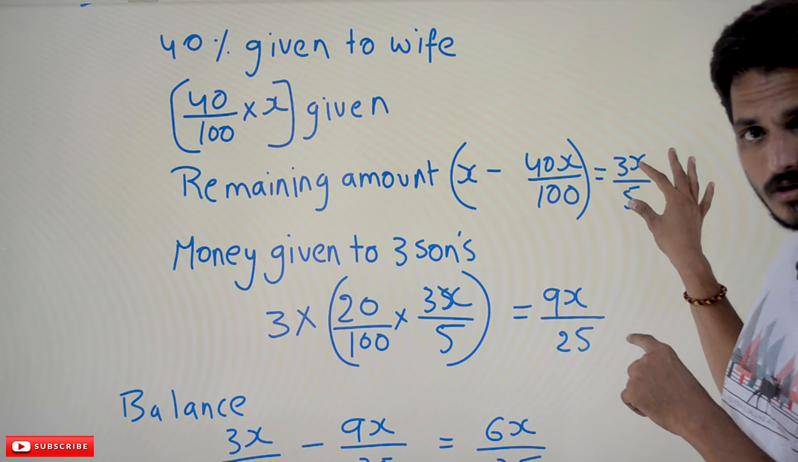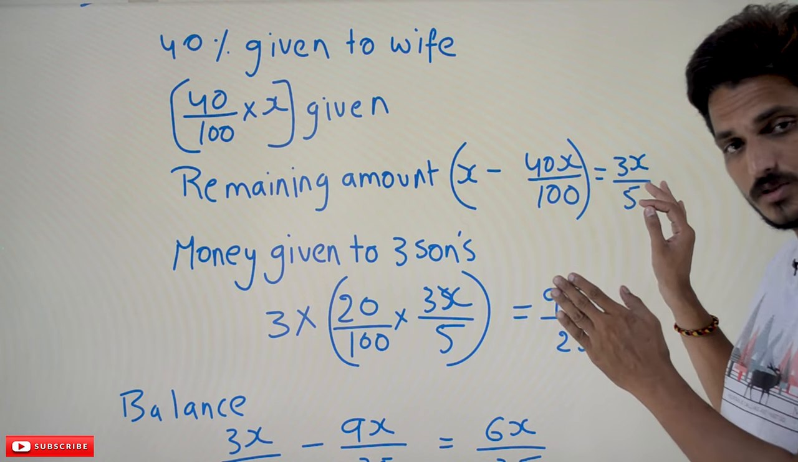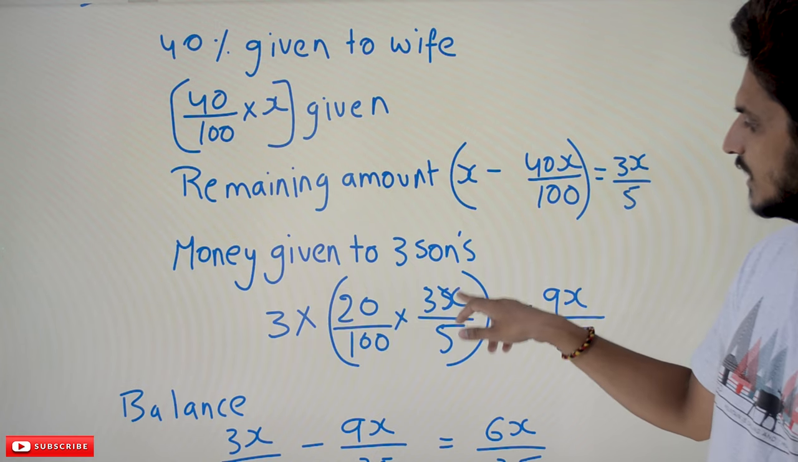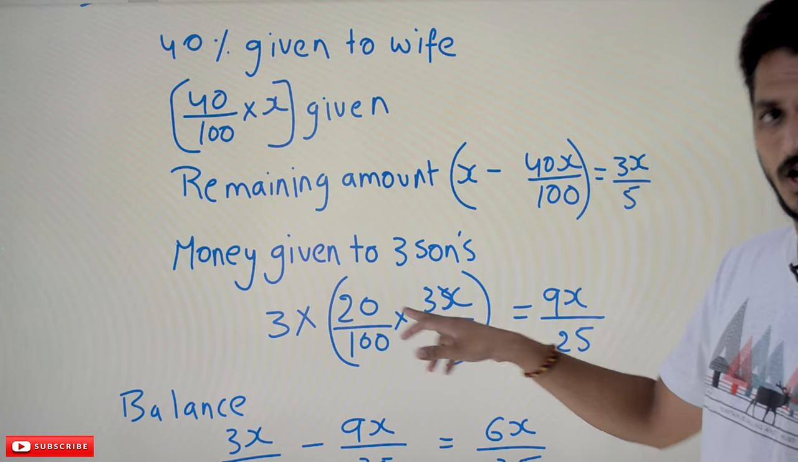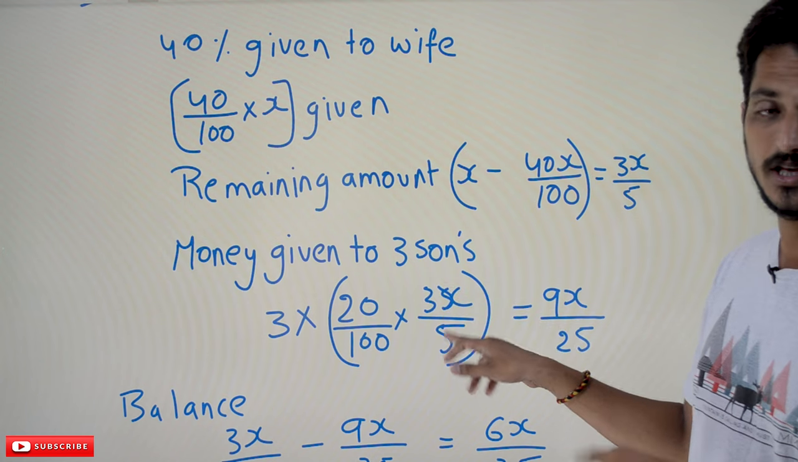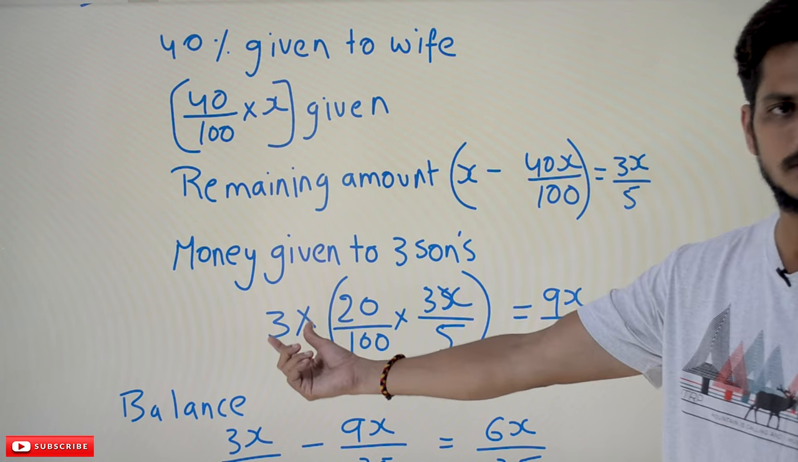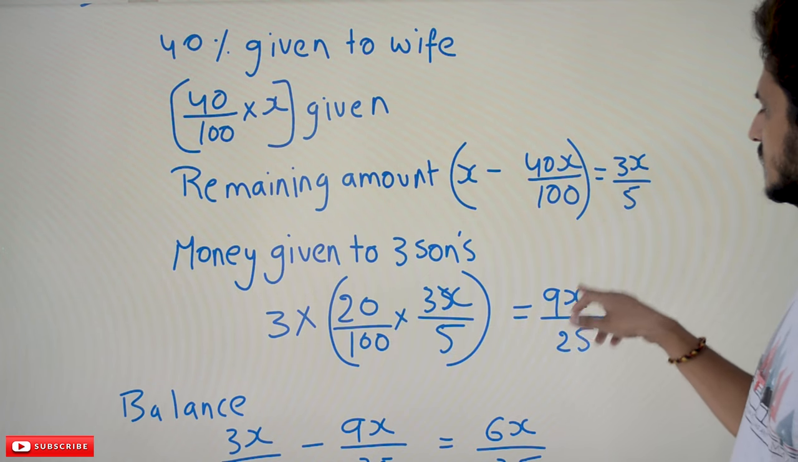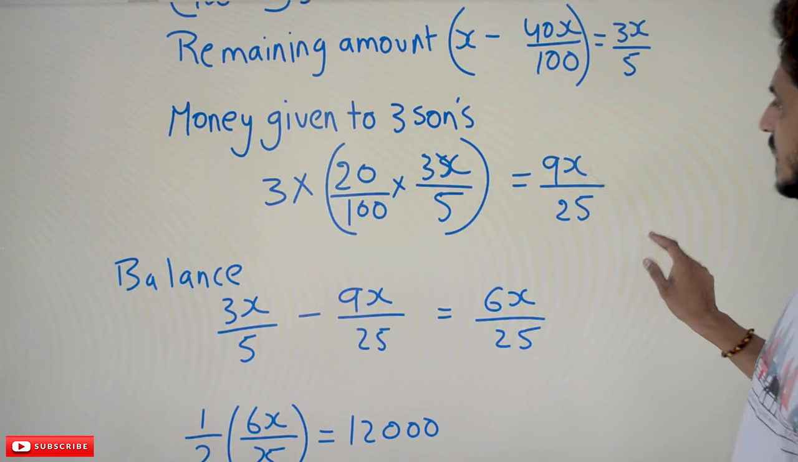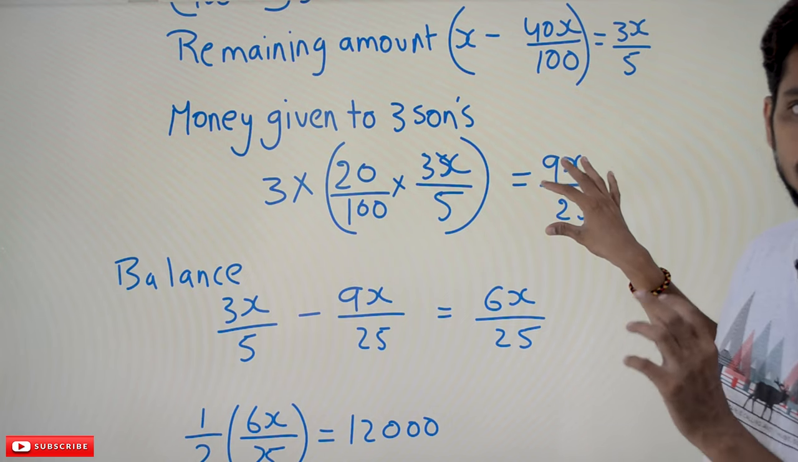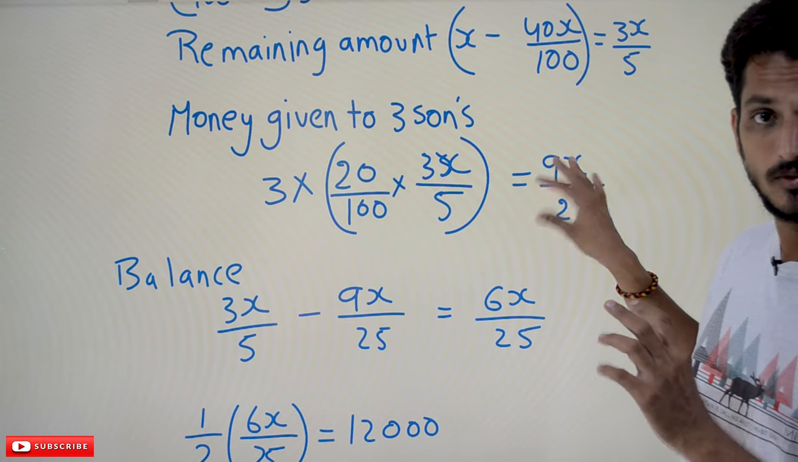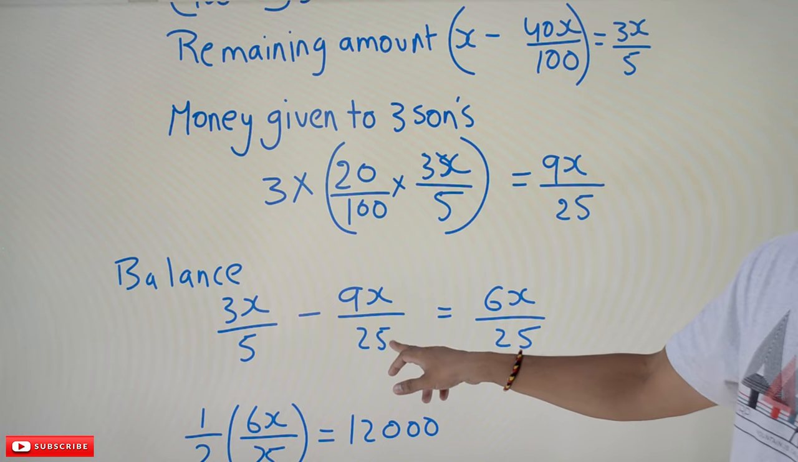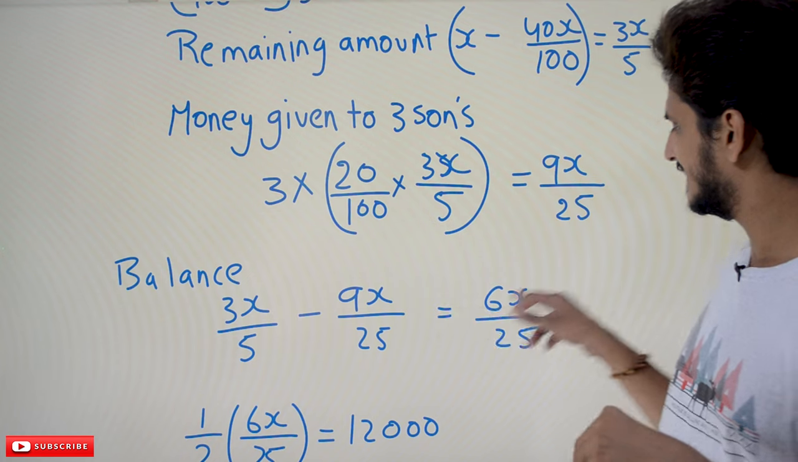Out of this, 20%, 20%, 20% is given to the sons. So 3 times 20 by 100 multiplied by 3X by 5, since there are three sons, which is 9X by 25. This is the amount given to the sons. The remaining amount is 3X by 5 minus 9X by 25, which is 6X by 25.